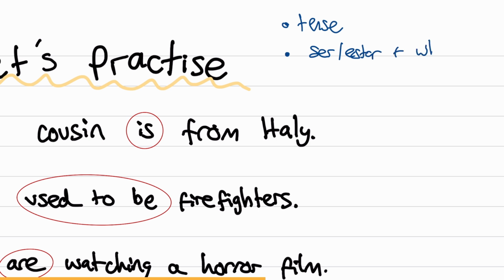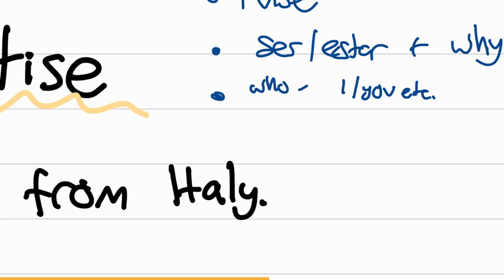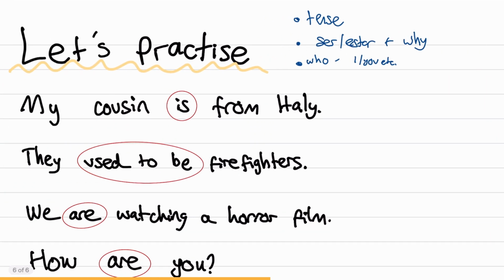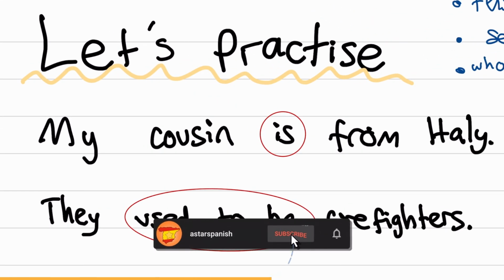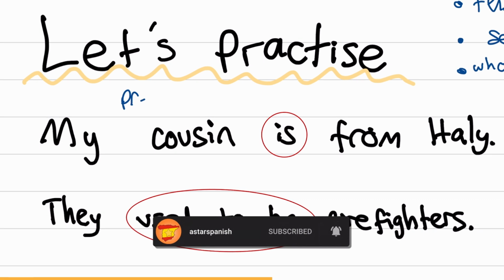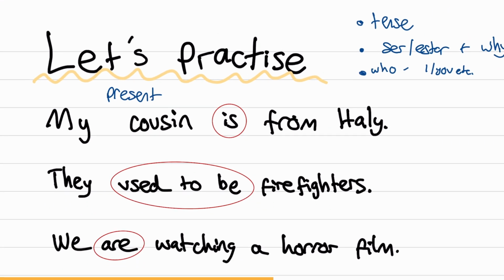So I'm going to write down one of the letters from DOCTOR to say, okay, it's ser or estar because of this letter, because of the reason in the acronym. Lastly, we think about who. Is it I, you, etc.? Who is the subject of the verb? So the first one is my cousin, which is going to be he. So anyway, tense. What tense is this? It's the present tense. It's just a generic present tense. He's always from Italy. That's not going to change, but we're saying the sentence in the present tense.